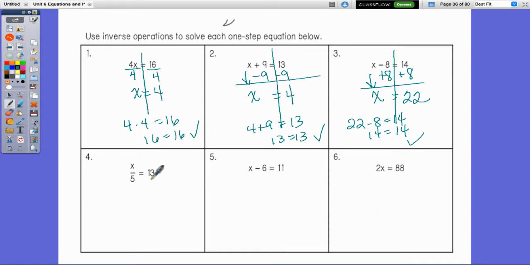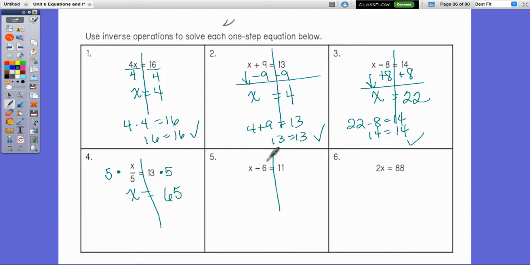Okay, this one is division. What is the opposite of division? Multiplication. So I'm going to multiply both sides by 5. 5 divided by 5 is 1. I have my x left over. And 13 times 5 is 65.